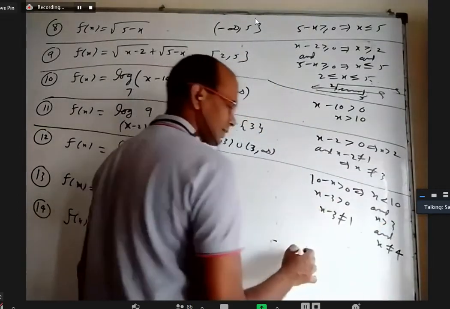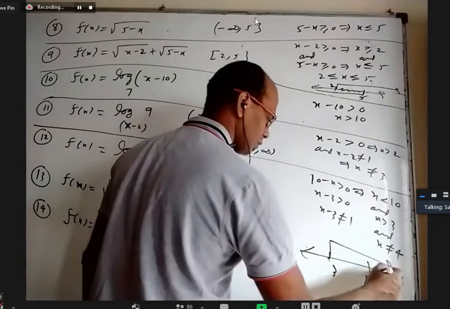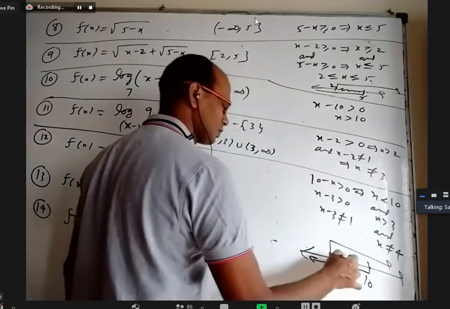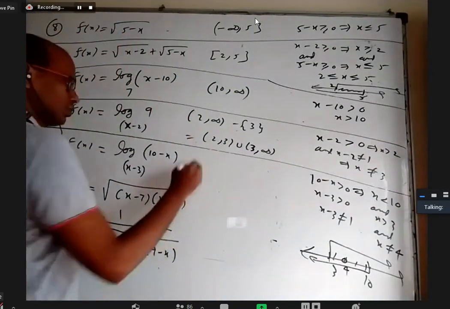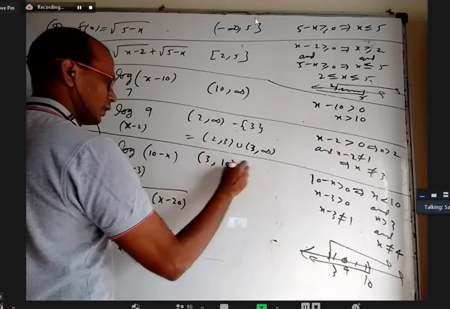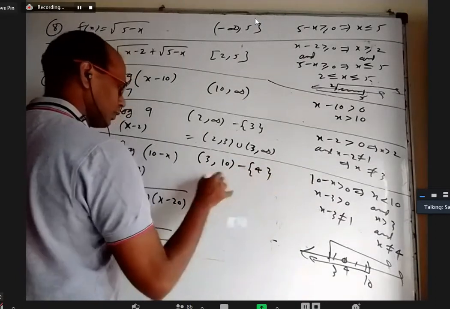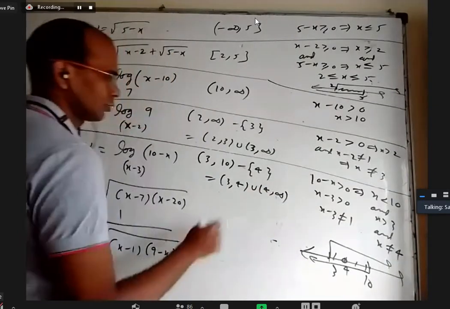More than 3 and less than 10. 3 is here, 10 is here, more than 3, all these things, less than 10, all these things. In that, 4 should be open. So it is open interval 3 comma 10 except 4, or 3 comma 4 union 4 comma 10.